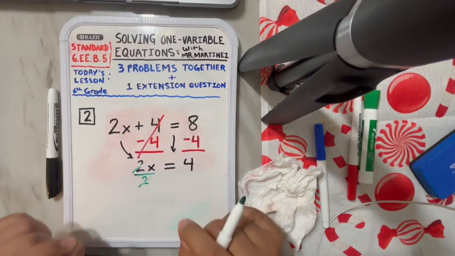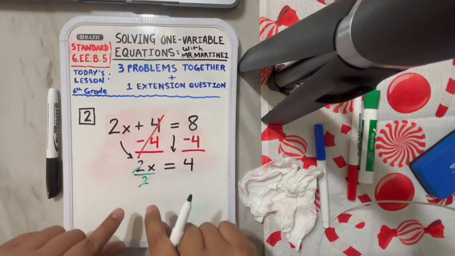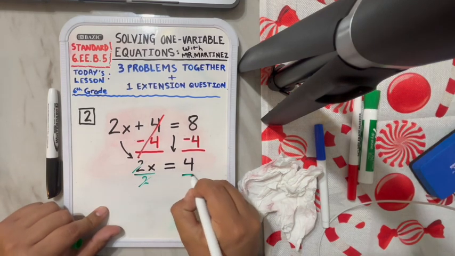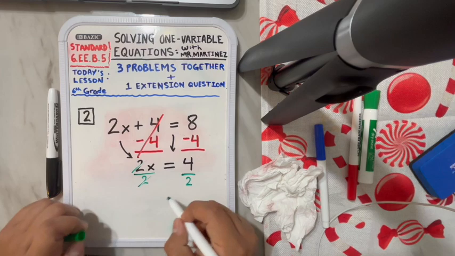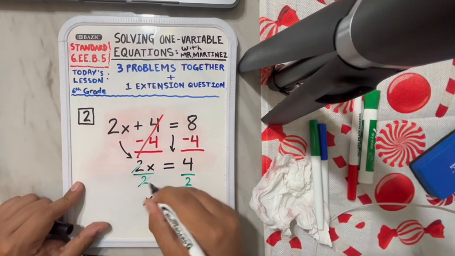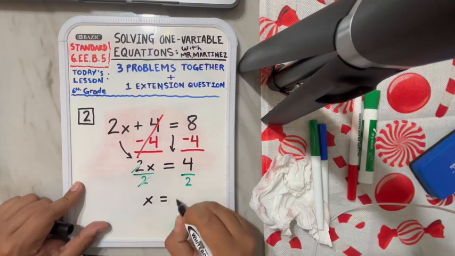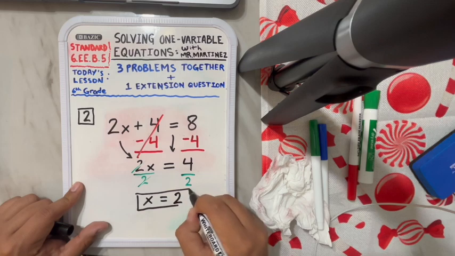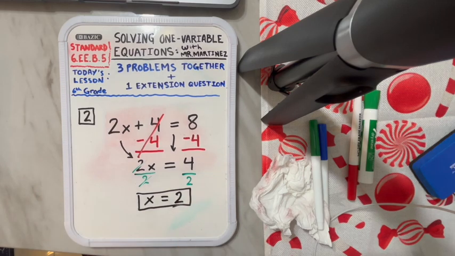But the same idea applies here. Again, whatever we do on the left side, we also have to do to the right side. So 4 divided by 2, well, I think it's pretty self-explanatory. We bring everything down. We're left with x equals 2. So this is our solution for problem number 2.